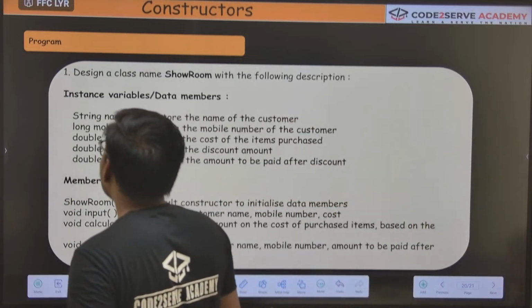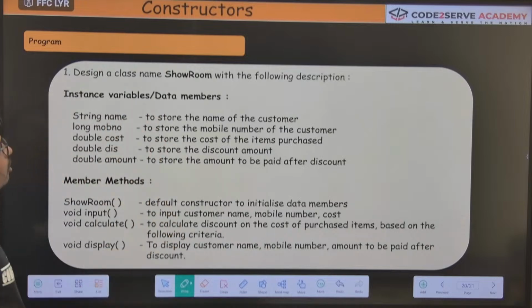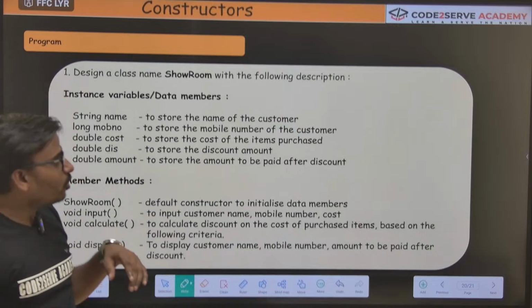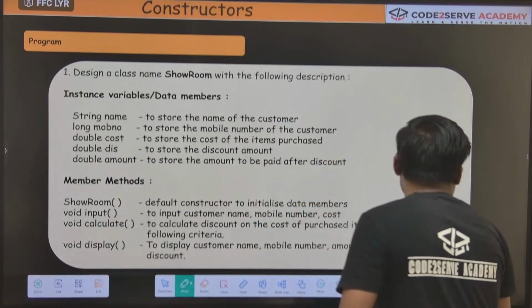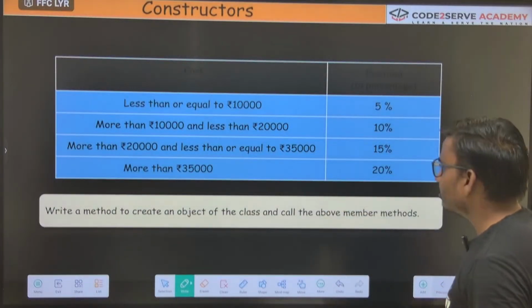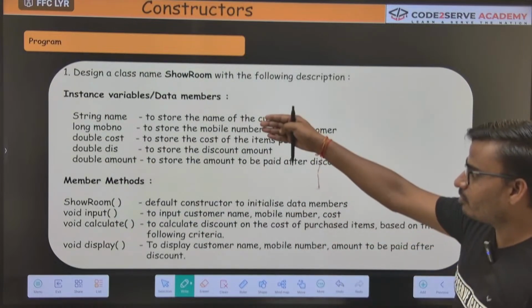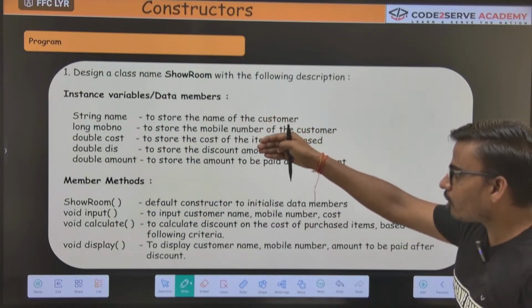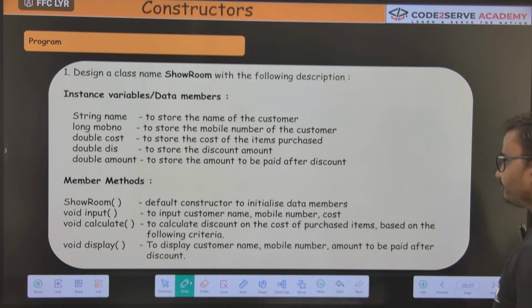Okay, so what you have to do: the instance variables or data members are given. You have to create a string name, long mobile number, double cost, double discount and double amount. That means whenever you declare a class, inside the class you have to create these five data members. Let's go on creating step by step, then I will come back. So we have been given five data members: name, mobile number, cost, discount, and amount.